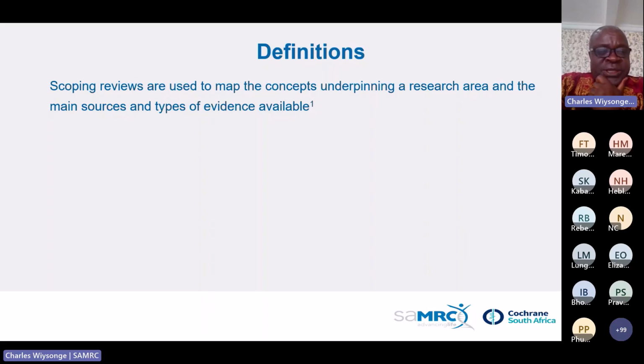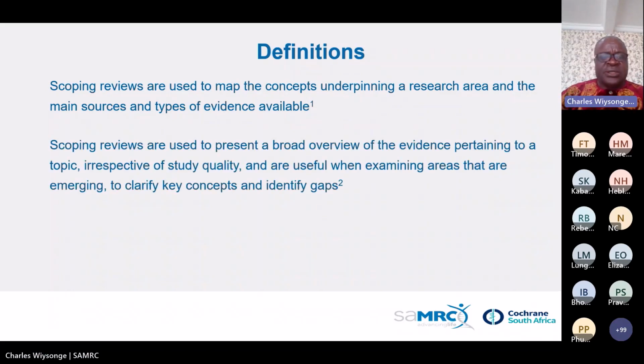Scoping reviews are used to map concepts underpinning a research area and the main sources and types of evidence available. Scoping reviews are used to present a broad overview of the evidence pertaining to a topic, irrespective of study quality, and are useful when examining areas that are emerging to clarify key concepts and identify gaps. And you can see here, they say irrespective of study quality.